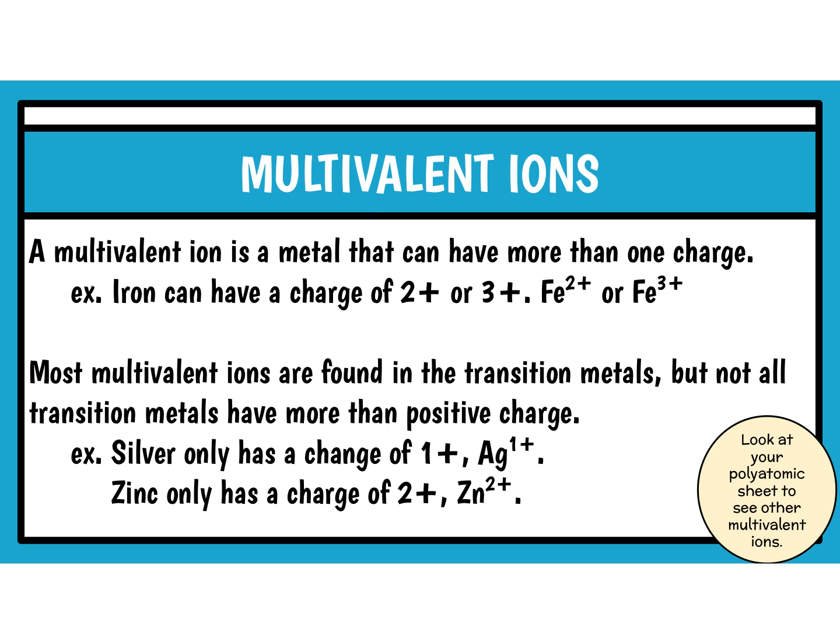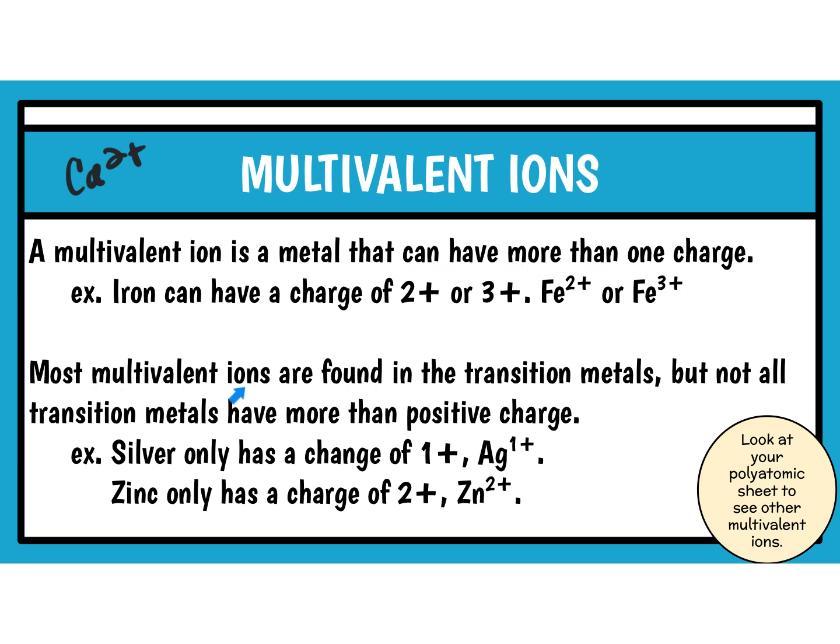Like before, I kept using calcium, that's usually my go-to element. Calcium is always going to have a 2+ charge. But there are going to be some elements that can have more than one charge. So for example here, iron can be a 2+ charge, or it can have a 3+ charge, okay? And ideally these are going to be on your polyatomic ion sheet, so check that out and see where those are located, okay? So like I said, a multivalent ion is a metal that can have more than one charge.